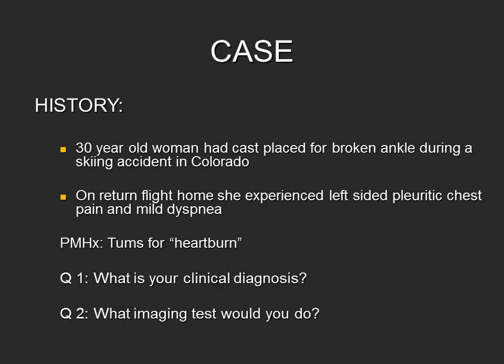A 30-year-old woman broke her ankle during a skiing accident in Colorado, and a cast was placed. Upon the return flight home, she began to experience left-sided pleuritic chest pain and mild dyspnea. Past medical history is significant only for heartburn managed by Tums. What is your clinical diagnosis? And what imaging test would you do?